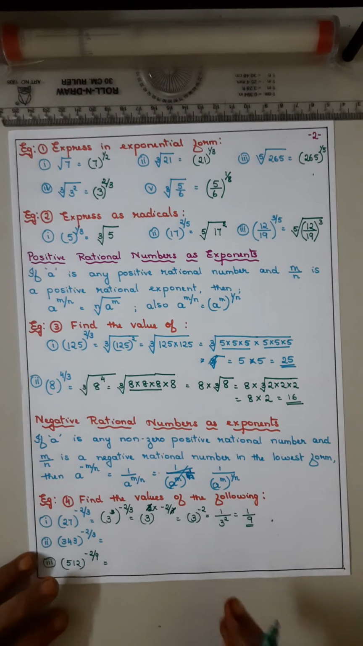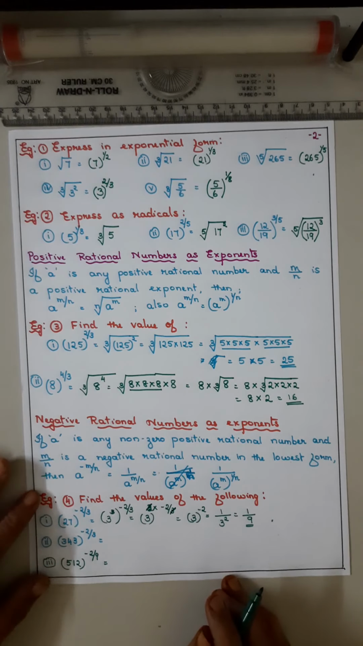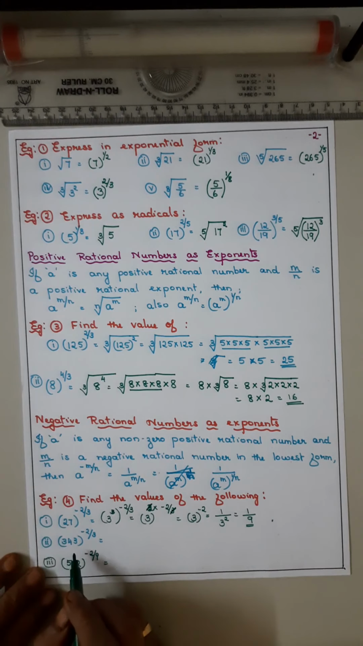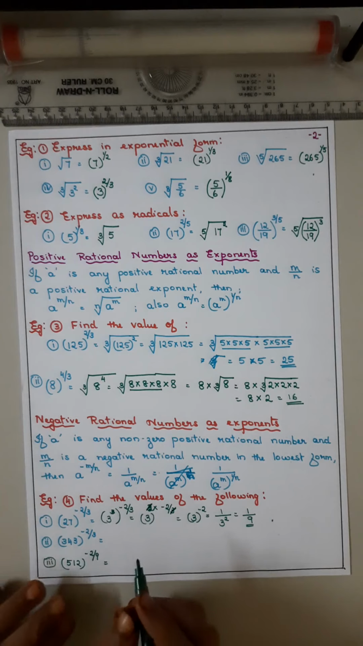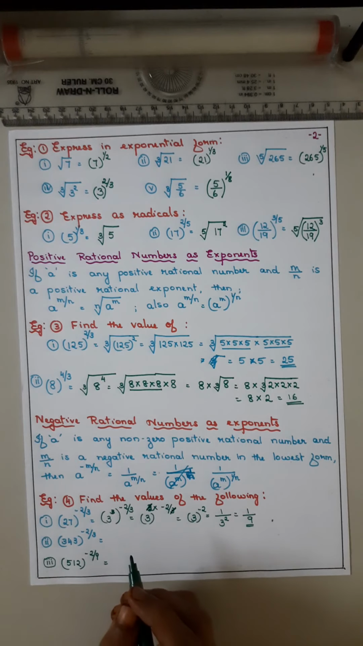Okay. Now second example, it is 343 the whole power minus 2 by 3. So how will you write?